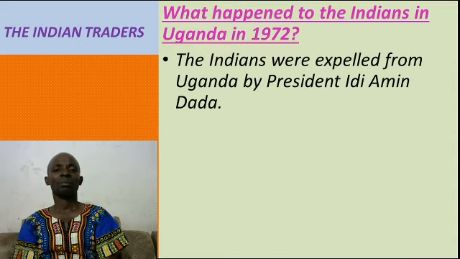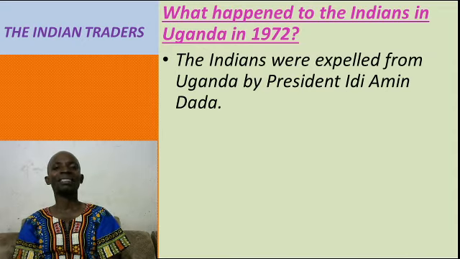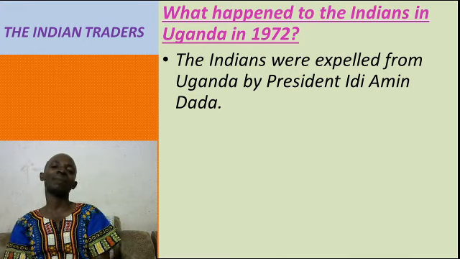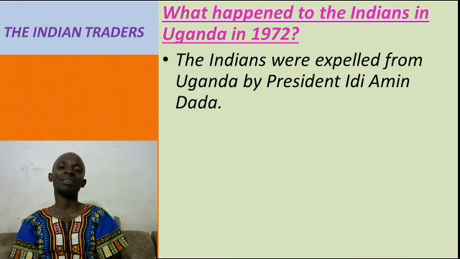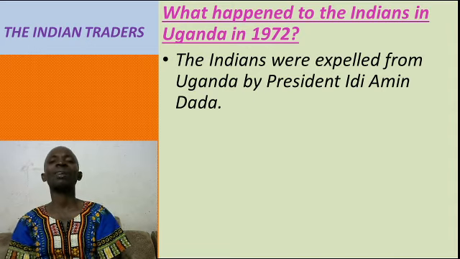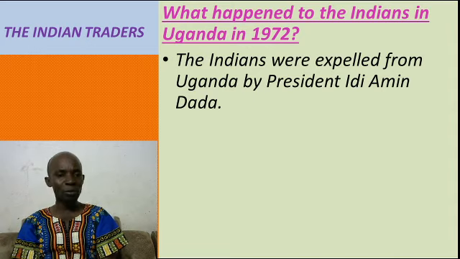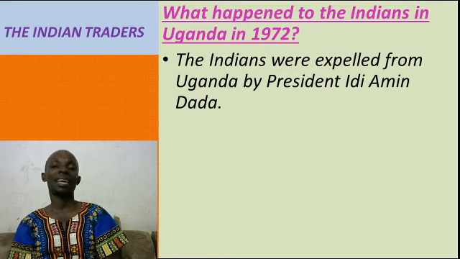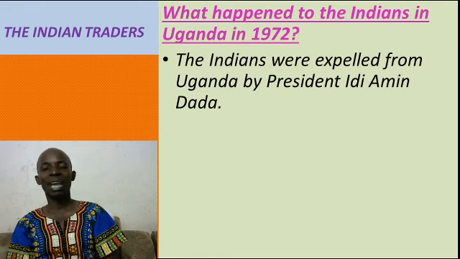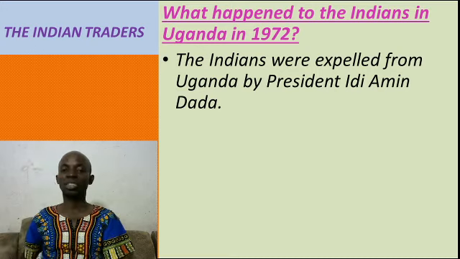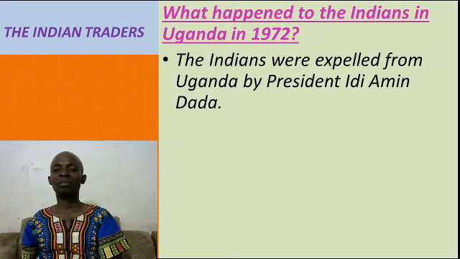Question. What happened to the Indians in Uganda in 1972? What do you think happened to the Indians? The Indians were chased away from Uganda. The Indians were expelled. By who? Idi Amin Dada. The Indians were expelled by Idi Amin Dada. Yes, he chased them and said, these people are taking a lot of profits from my country.